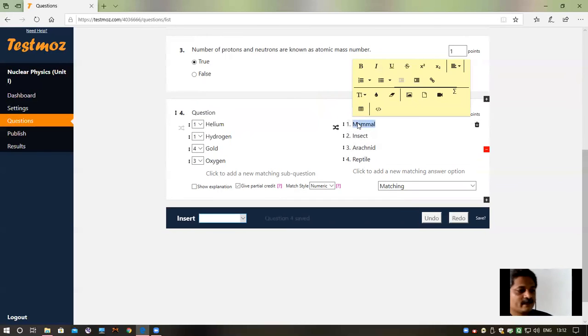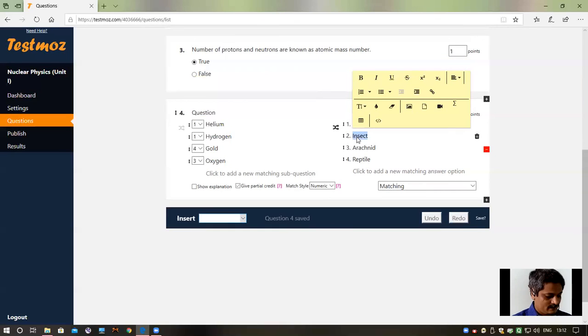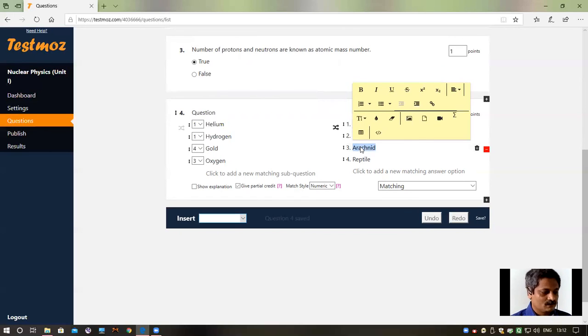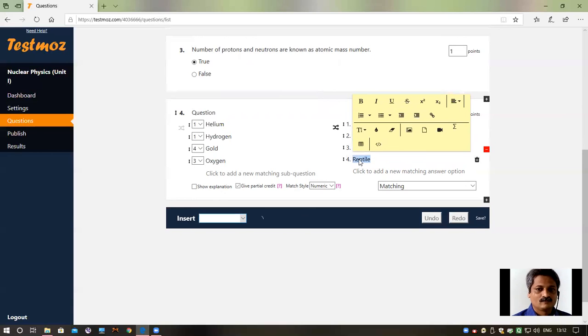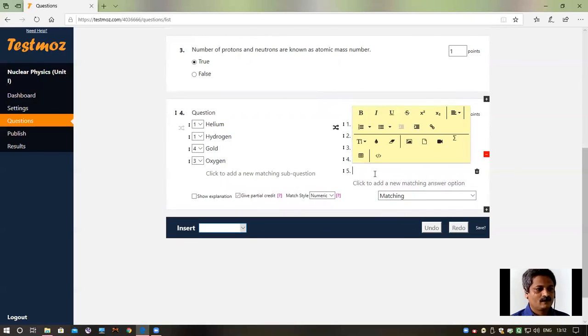Now the second column contains the atomic numbers. First we consider 79, second 30, third 2, fourth 1, and another option 8.